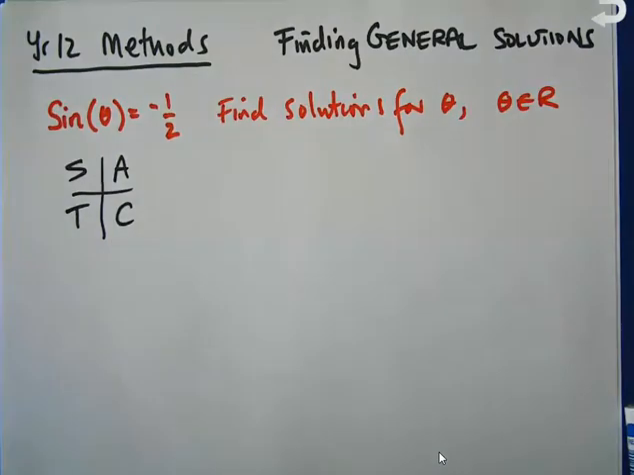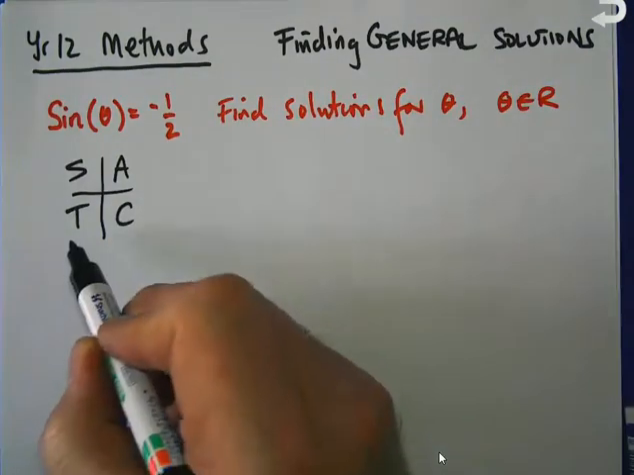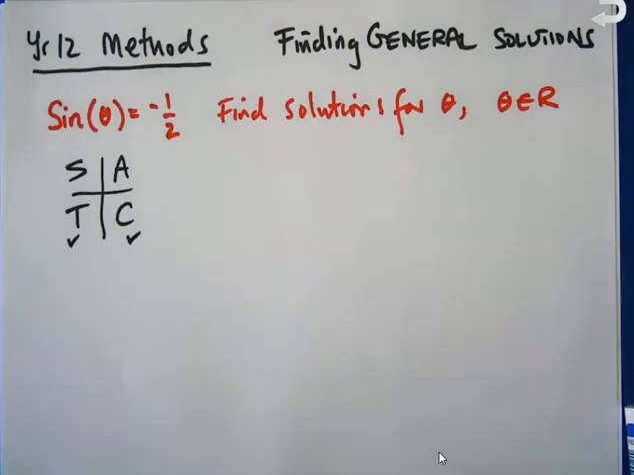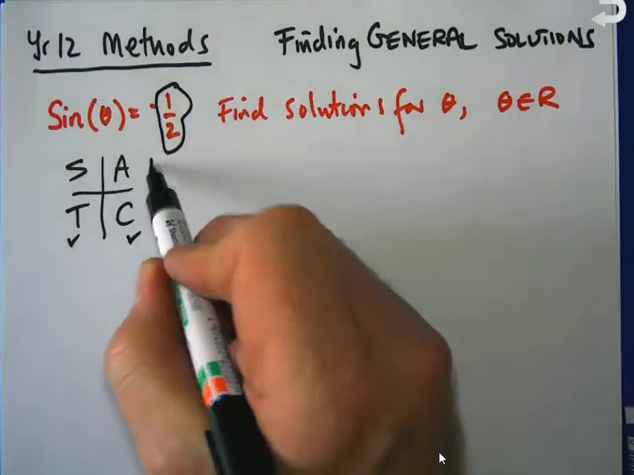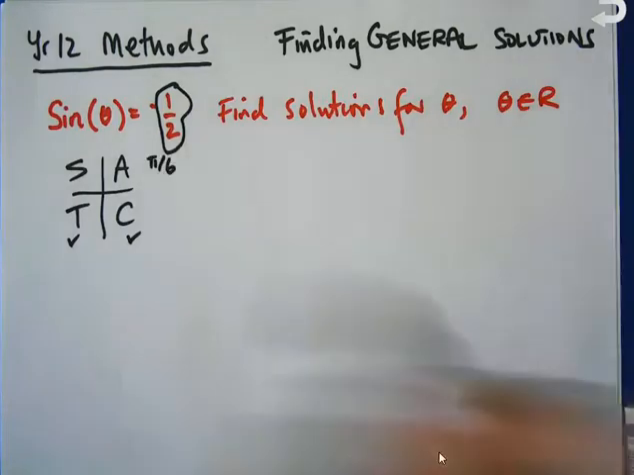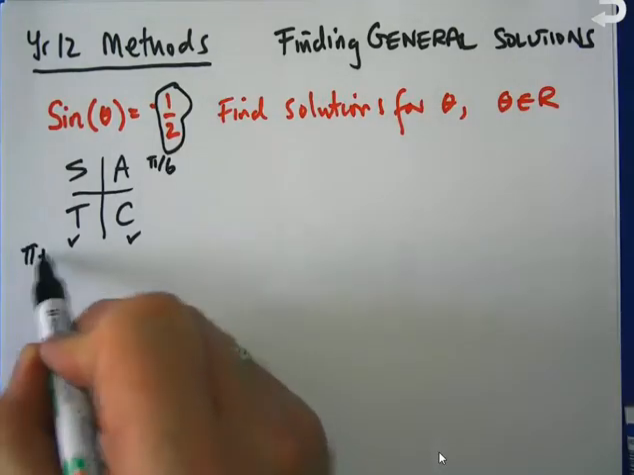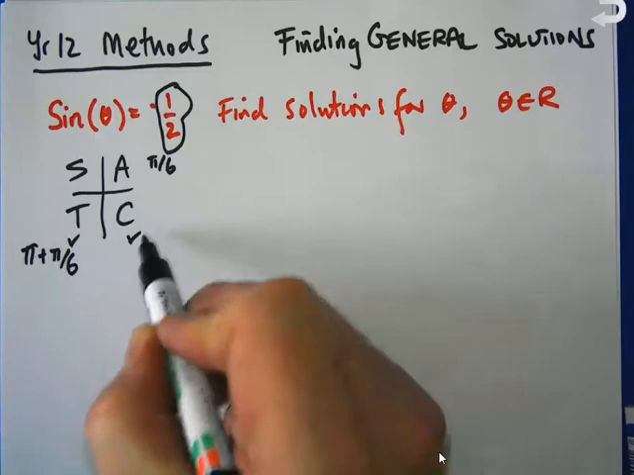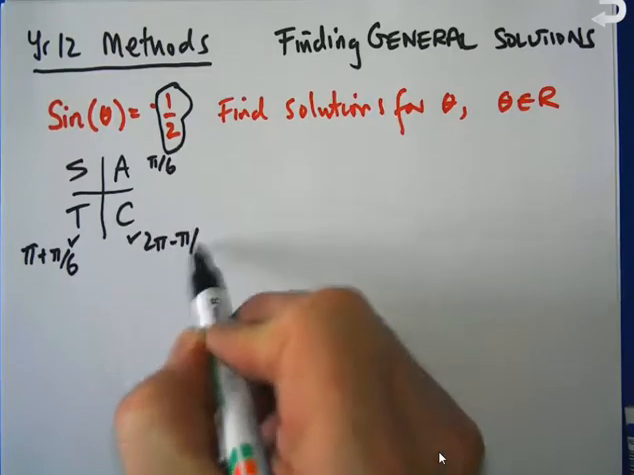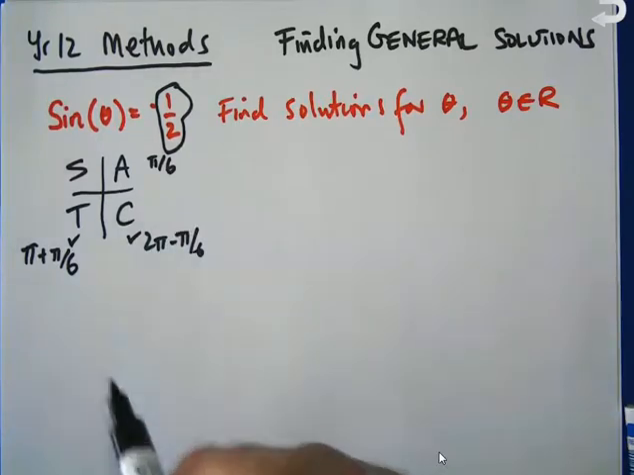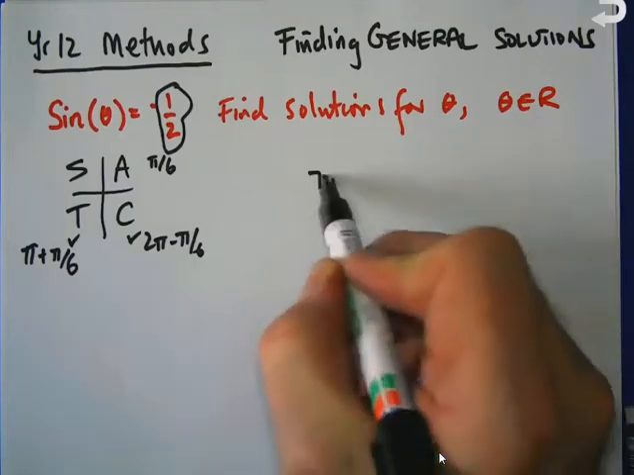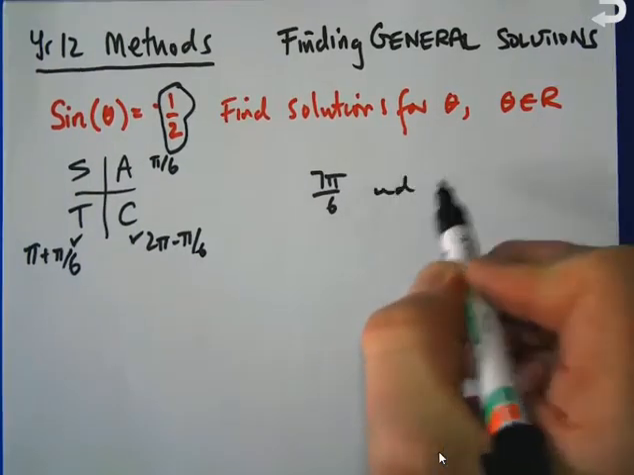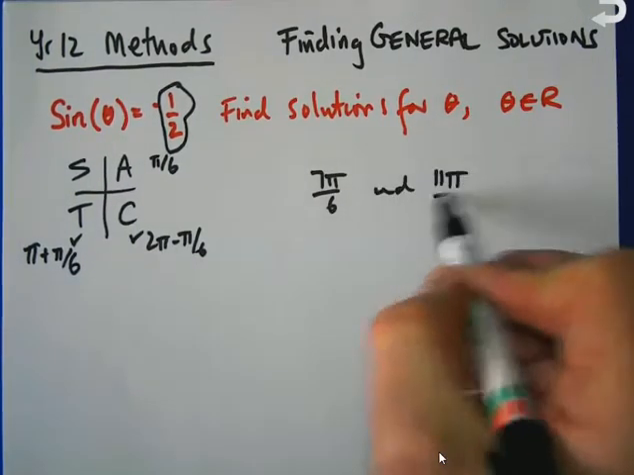I'm looking for sine being negative, so sine is negative in the third and in the fourth quadrant. In this particular case, for the sine to equal a half, in the first quadrant my angle is pi on 6. So I'm looking for pi plus pi on 6, and I'm looking for 2 pi minus pi on 6. So in the first revolution, my two answers are 7 pi on 6 and 11 pi on 6.